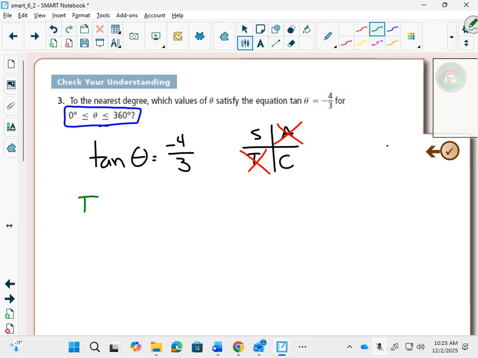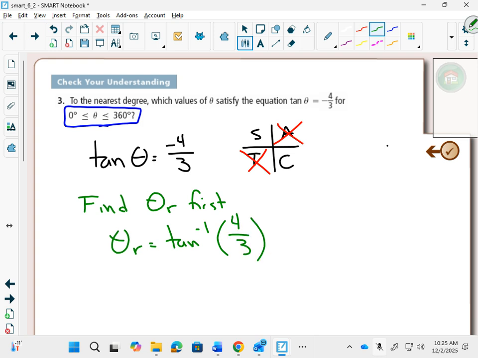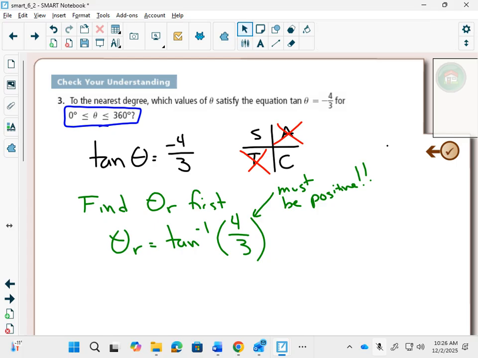And we always find our reference angle first. We find our reference angle by going tan inverse, but reference angles are always positive. And they're always in quadrant 1, because you're getting an angle to the nearest x-axis. So to find the angle in quadrant 1, this is super important: to find your reference angle, you have to go tan inverse of positive 4 over 3.